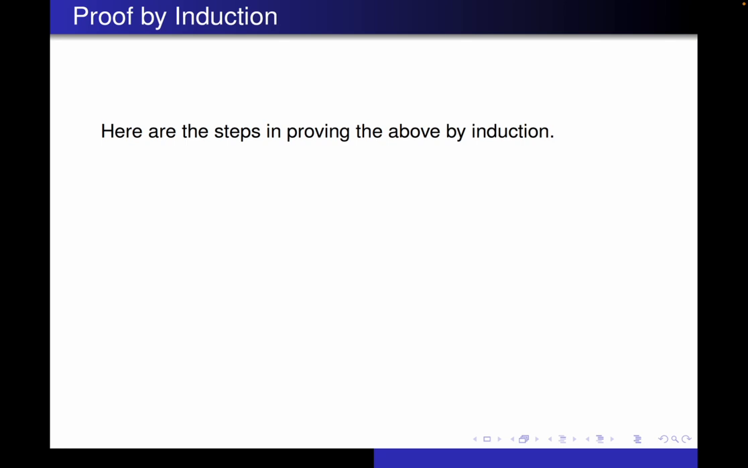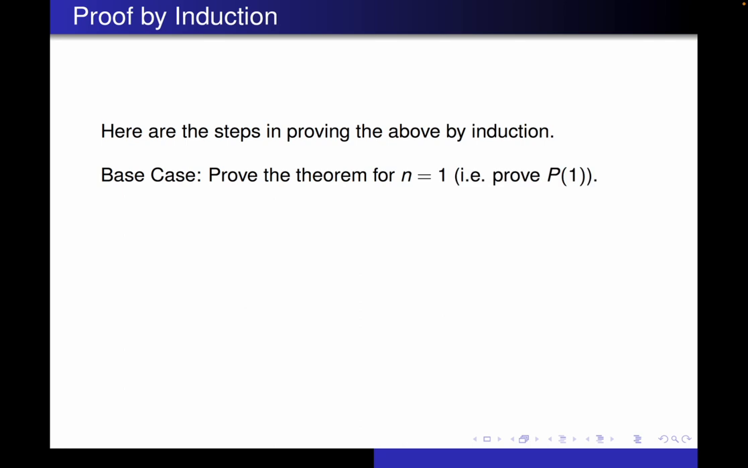So here are the steps we use in proof by induction. We have two main steps. The first is what's called the base case, and that just means prove the first case. Prove the theorem for n equals 1. That's a little bit like when we were doing recursively defined sequences, where we defined explicitly what the first term was. So in other words, we prove P of 1.